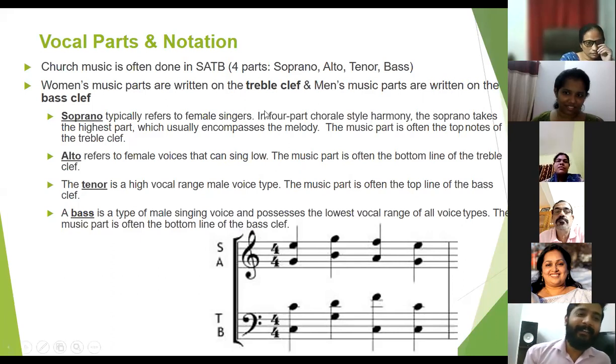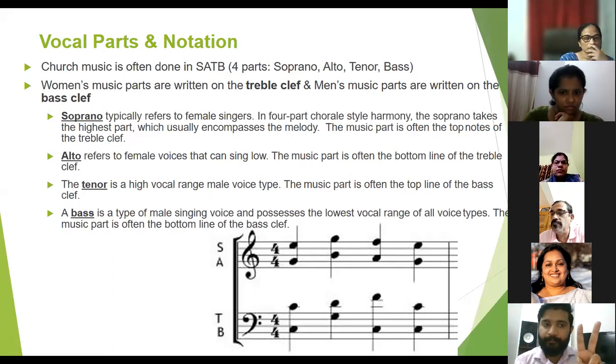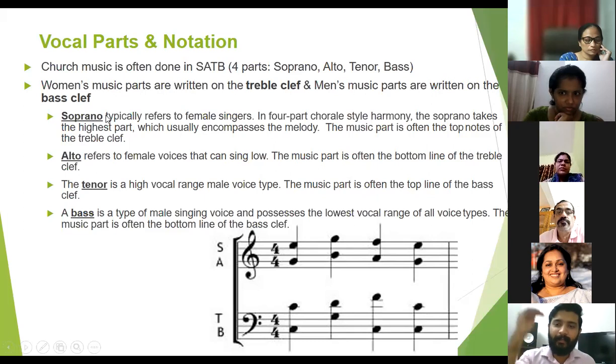So how do you differentiate based on singing when you have a treble clef like this? That is when the female voices have to follow the treble clef. Female voices are divided into two. One is called the soprano, the other is called the alto. Soprano means those who can sing high, those who have a strong high pitched voice. And alto means those who can sing low. Among the ladies, those who have depth in voice can sing alto.